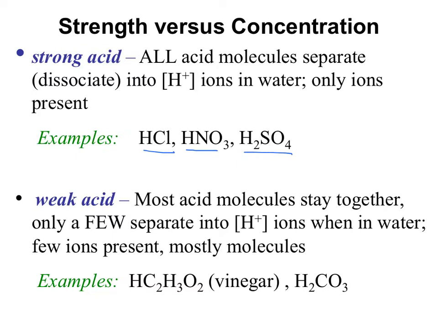A weak acid is only going to have some of the molecules separating into hydrogen ions when dissolved in water. Very few ions will be present. Mostly molecules will stay together. Okay, so you have very little dissociation. Examples would be vinegar, which is basically acetic acid, and carbonic acid.